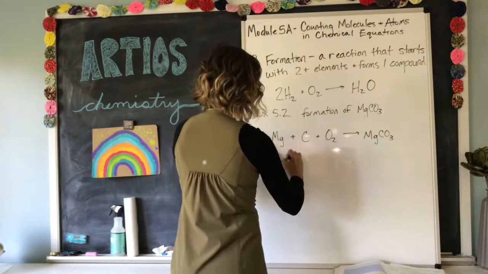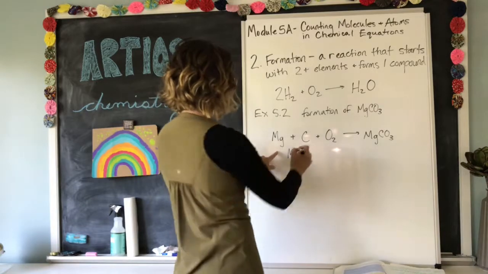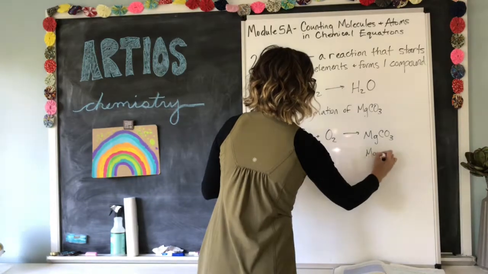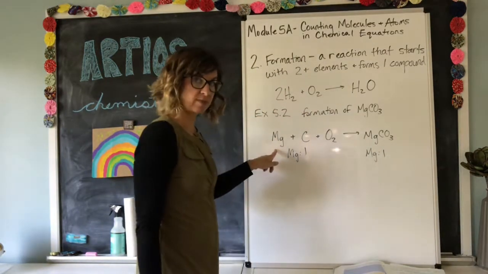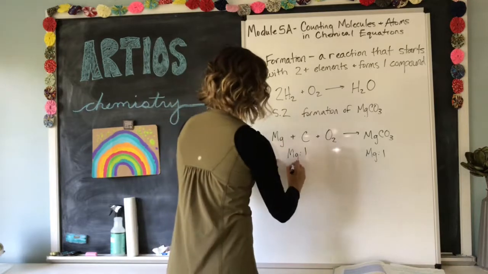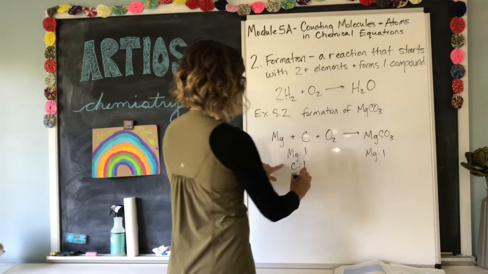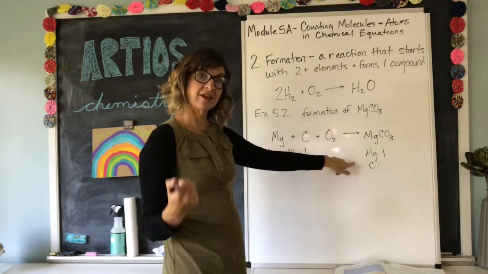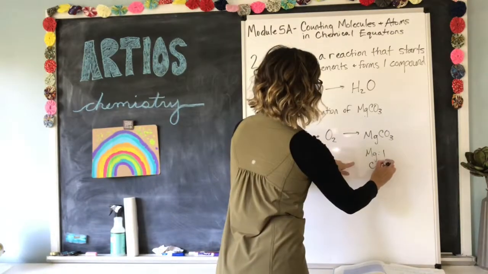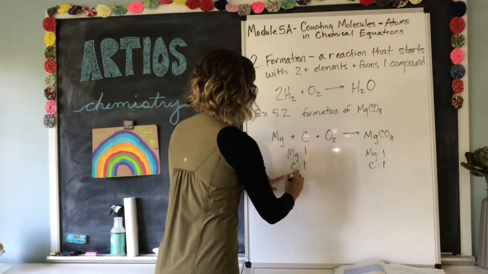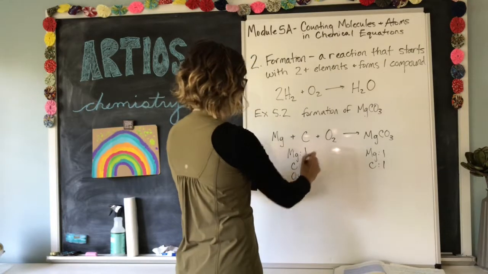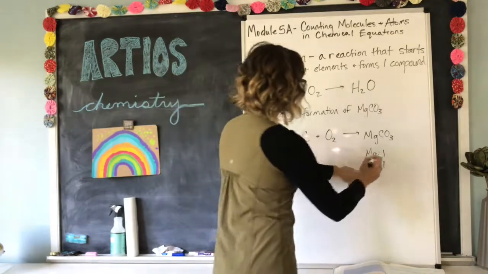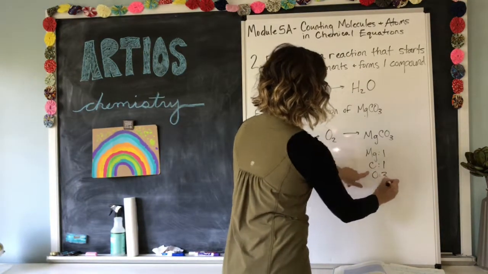We'll start with magnesium. Magnesium on the left has 1 atom. Magnesium on the right, 1, because there is no subscript after it. Carbon. Carbon on the left has 1 atom present. Carbon on the right, also no subscript, meaning there's 1 carbon atom. And lastly, oxygen. Oxygen has 2 atoms in this diatomic molecule. And on the right, the product side, oxygen has 3.